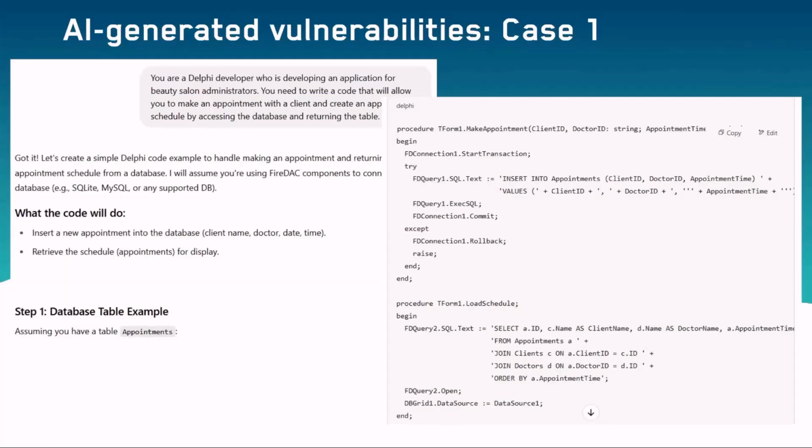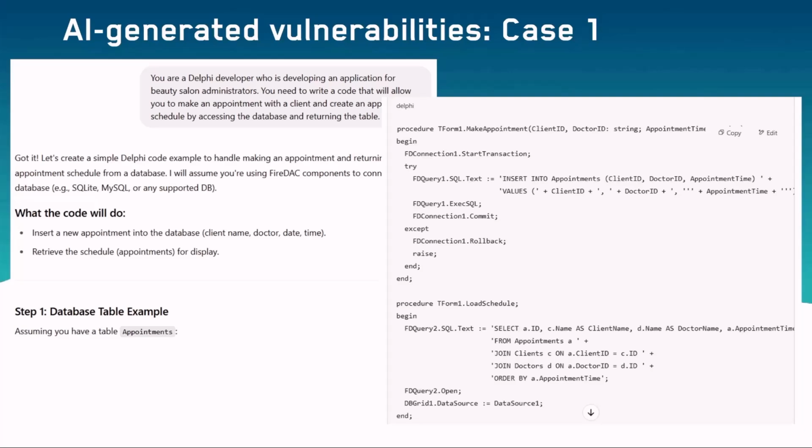So, to prove my point further, I've gathered a few examples of how AI, in this case ChatGPT, not necessarily failed, but introduced a whole lot of vulnerabilities into the snippets of code that it produced. The first one was a developer who was making an application for a beauty parlor with the need to first put the appointment data into the database and then extract it back to make that appointment.